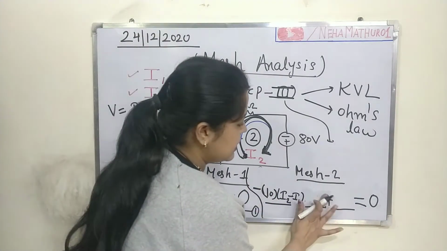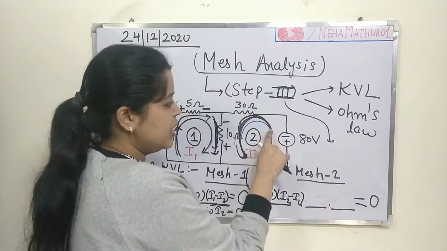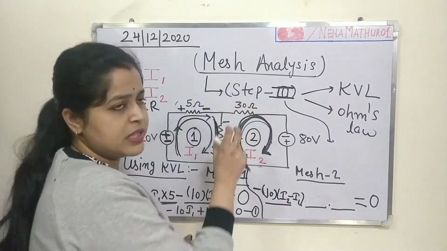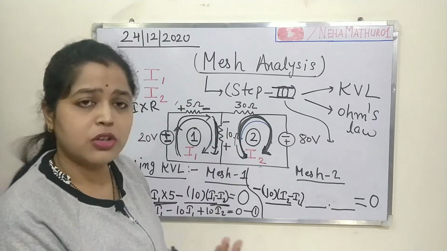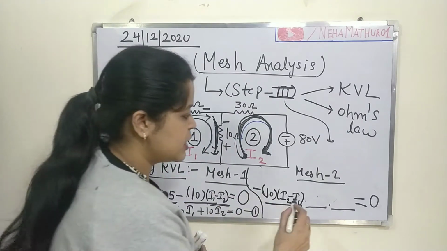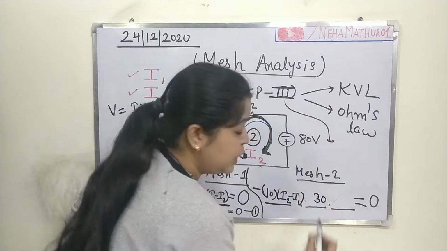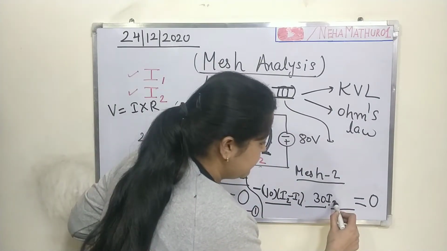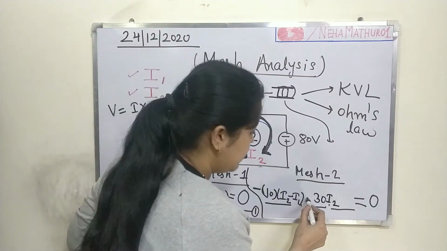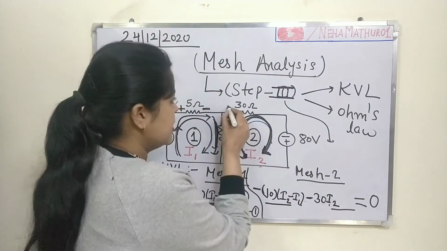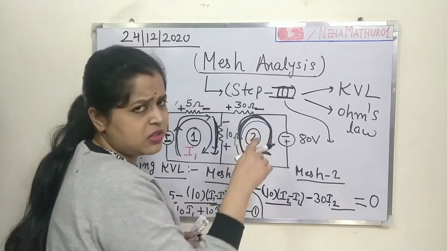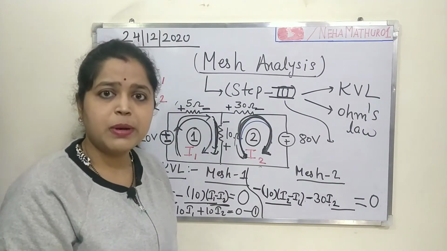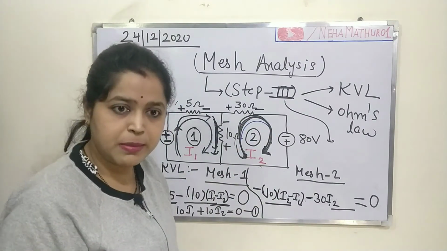Now come to the second element. In this journey the second element is the 30 ohm resistor. So what will be the voltage across this 30 ohm resistor? Voltage is equal to resistance times current, and the current is only I2. What about the sign? Again minus, because the voltage drop across a resistor is always negative, so it will be minus.